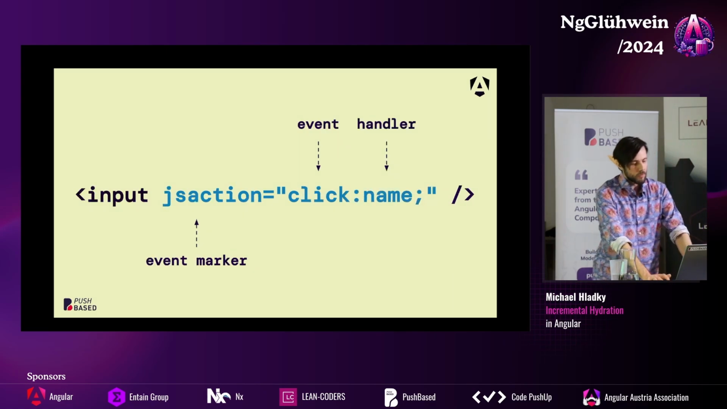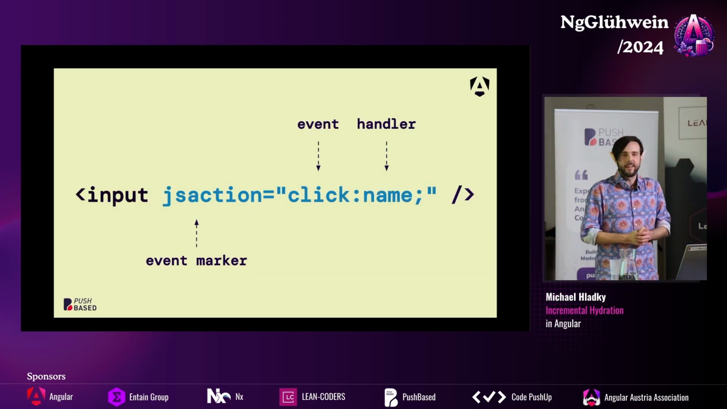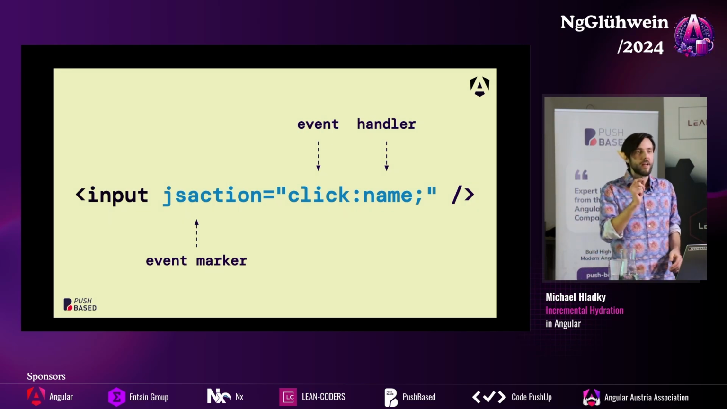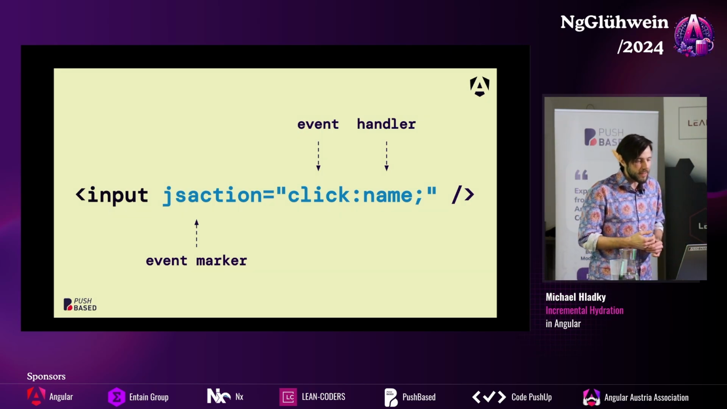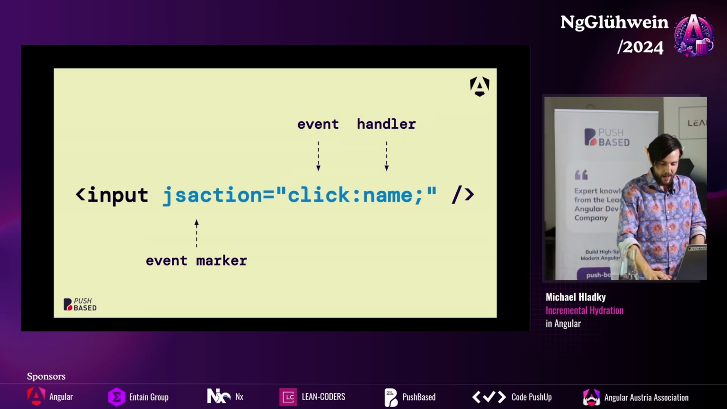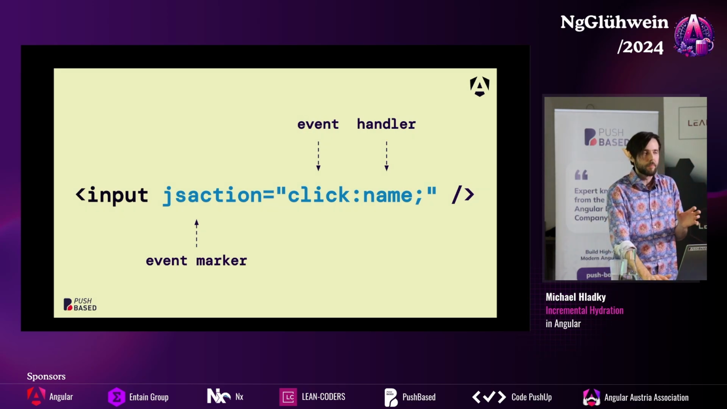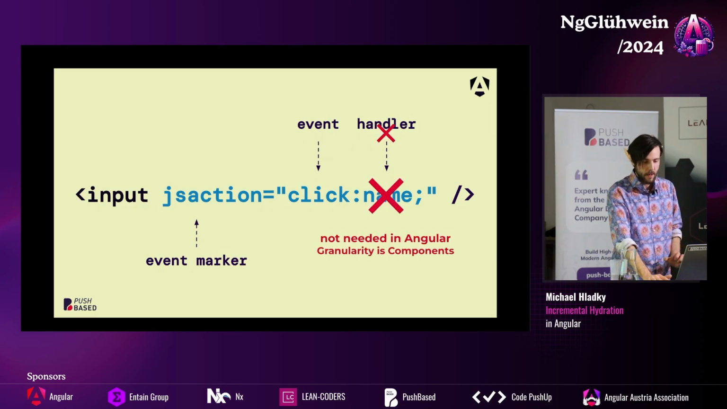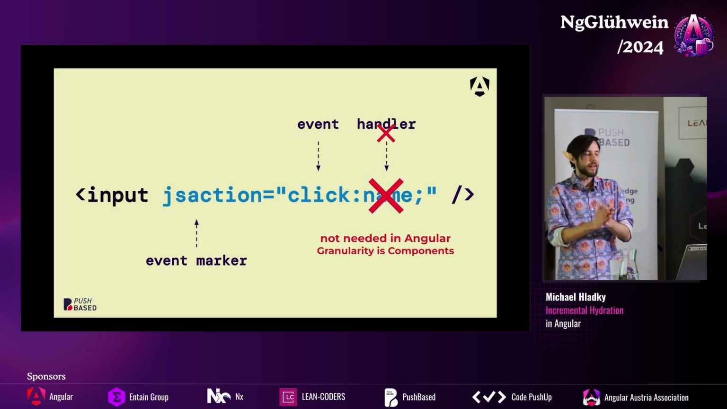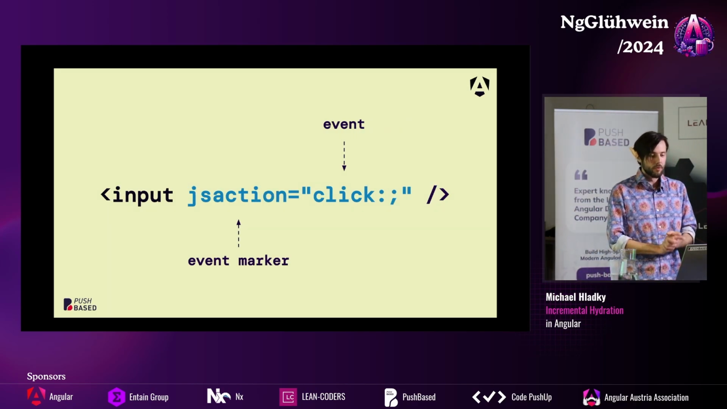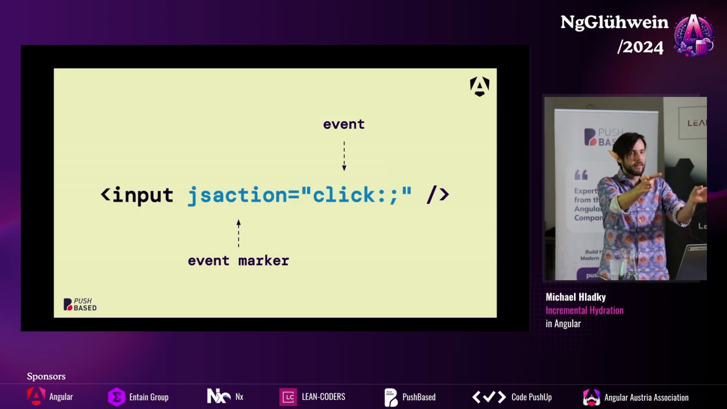So what they did is they replaced the event name with an attribute that's called JS Action, and in the JS action, they had values, the event name and the handler name. The Wiz framework is lazily loading, or let's say chunking the application based on event handlers, which is not given in Angular. So in Angular, we don't need the event handler name, and we can straight away use only JS actions and then the event name.